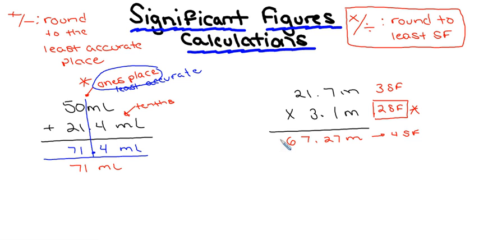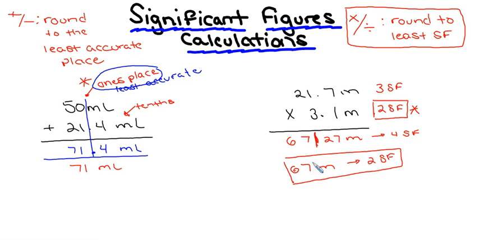So we start at the left, counting over 1, 2 places. We see this 2 causes the 7 to stay the same. So what happens is we have this number rounded to 67 meters. Again, the answer is to 2 sig figs.